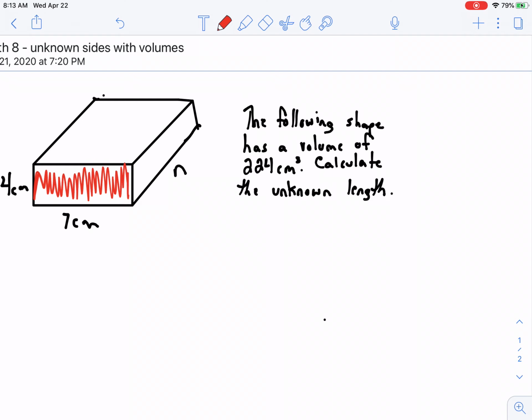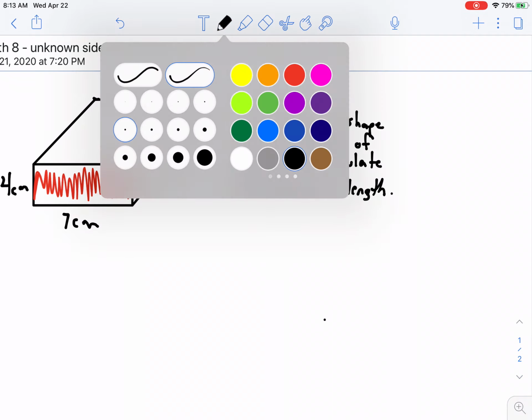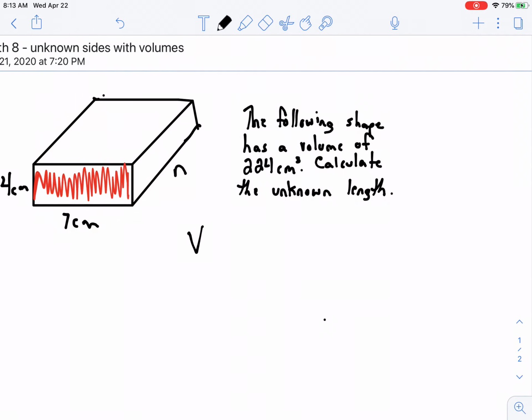So again, I'm going to say volume is equal to my base area times, in this case, I'm going to call it a length because it looks like it's going away from me as opposed to going up and down. So my base area times the length. My volume is a measurement I know, 224 centimeters cubed.